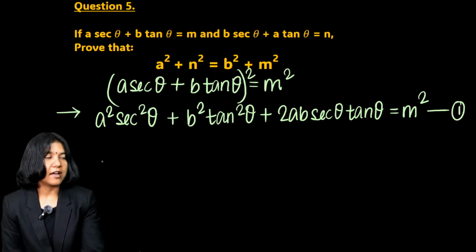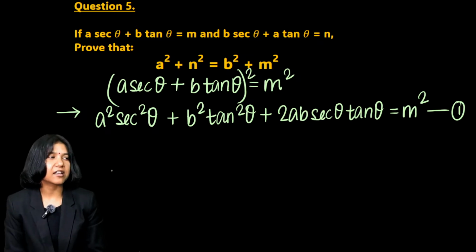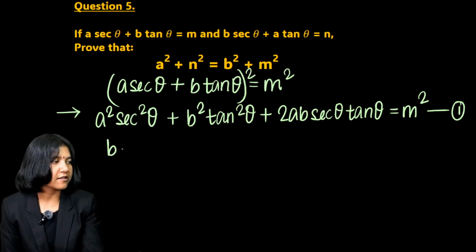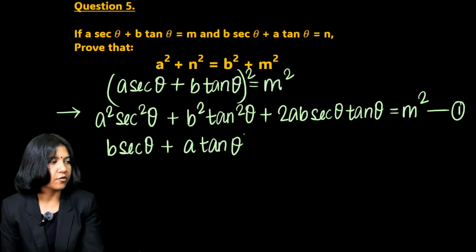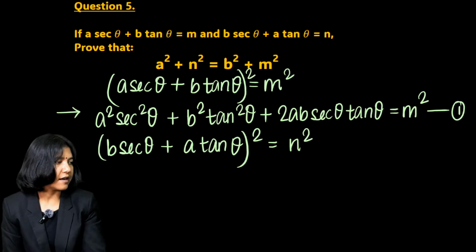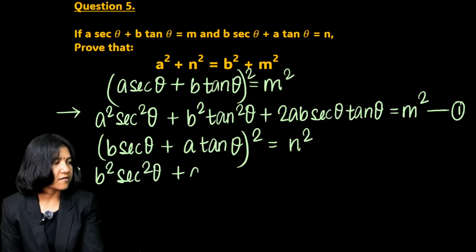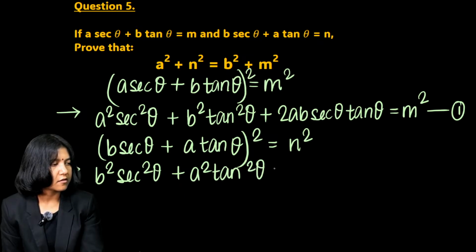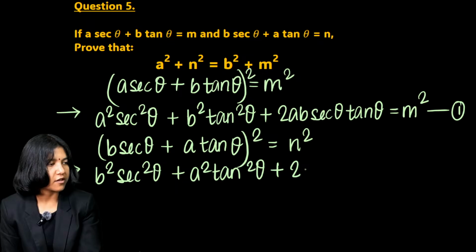Because you have the second equation too, I will write the second equation and follow the same process as I did for the first one. I will take the whole square on both sides. And now, again, follow the same thing: b squared sec squared theta plus a squared tan squared theta plus double the product of the two.